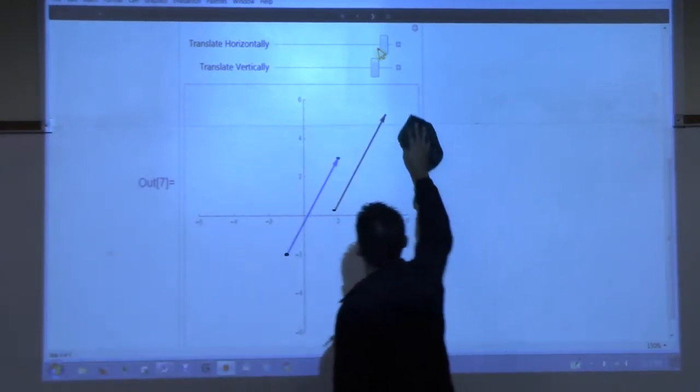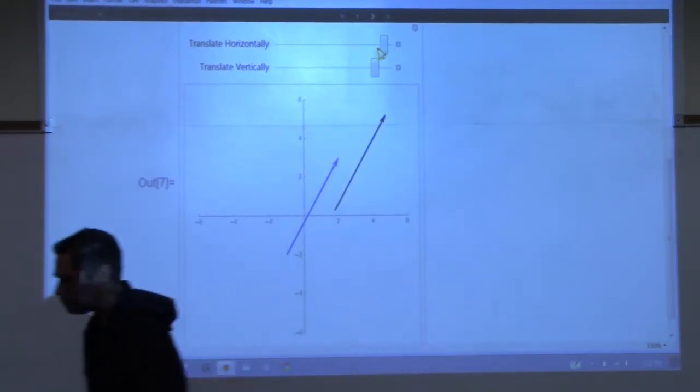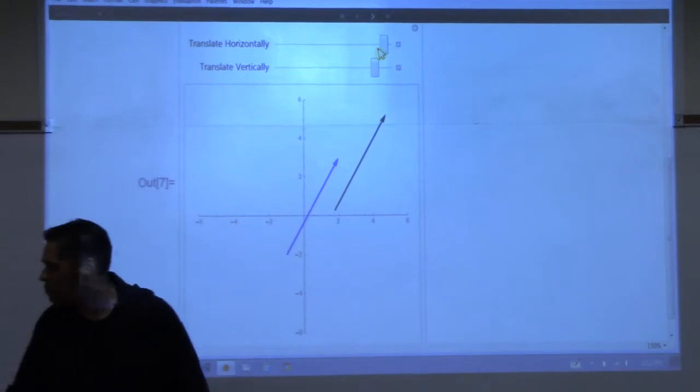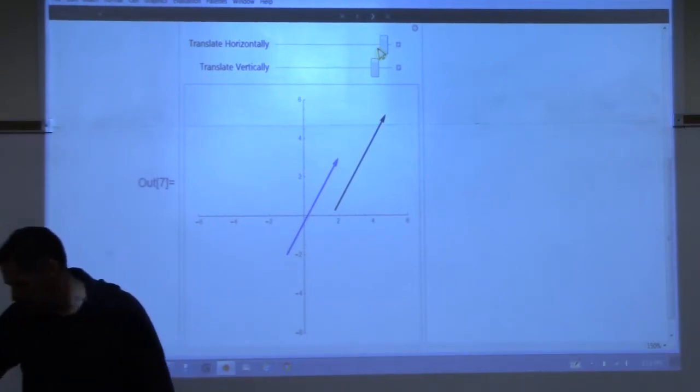Now, here's an example of why vectors would be important. I was looking for something in my office, which was why I was late. I'll just do this. Okay, fine.